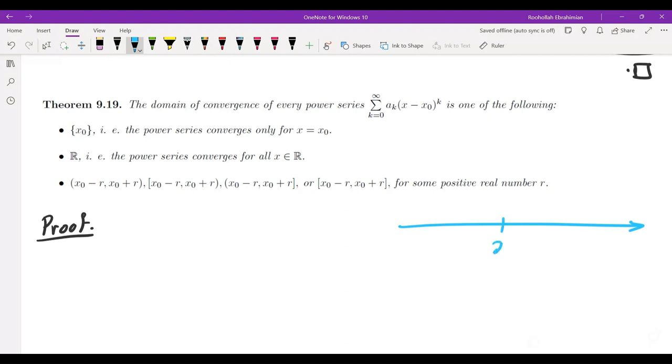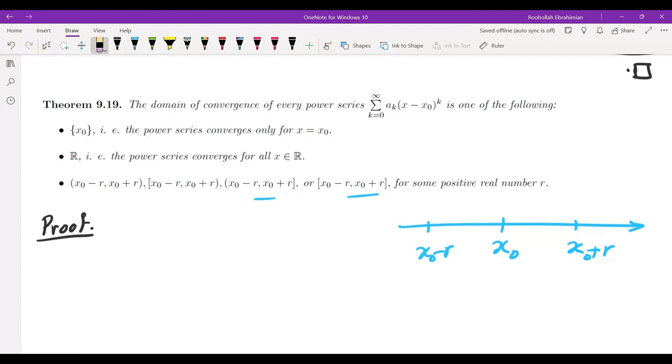So if you look at the domain of convergence, most of the time it would be something like this. It would be an interval from x naught minus r to x naught plus r. It could be just one point, or the whole real line, or the interval from x naught minus r to x naught plus r. Now the endpoints could be excluded or included. So there are four different possibilities for the interval.